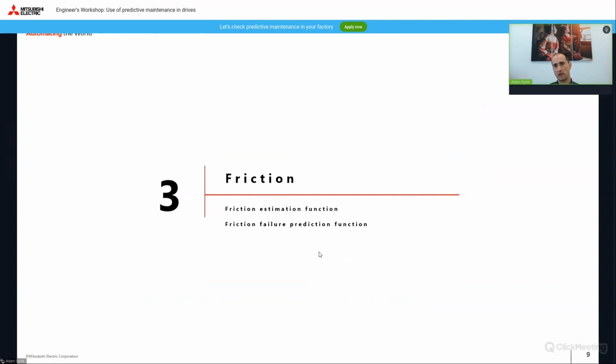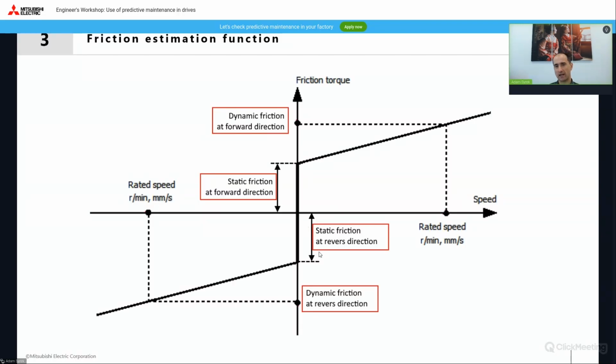The second thing, also very important in the machine diagnosis functionalities in the amplifier, is the friction. Generally, the amplifier can estimate the friction on the axis, and it can estimate dynamic friction and also static friction, in both directions, forward and reverse. Once again, this friction is not exactly the friction that we know from the lessons of physics. It is mostly related to the torque of the motor, so how much torque the motor needs to overcome this kind of friction.